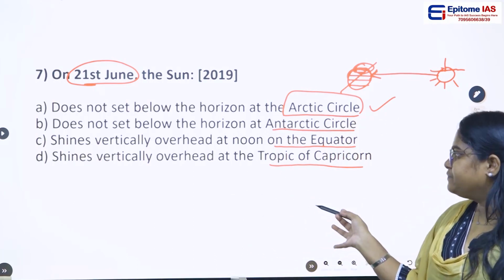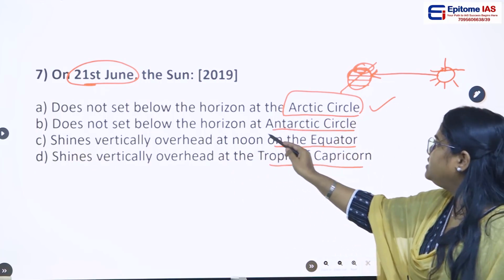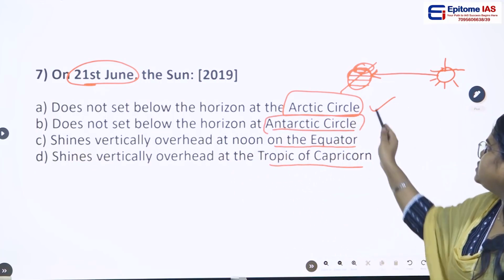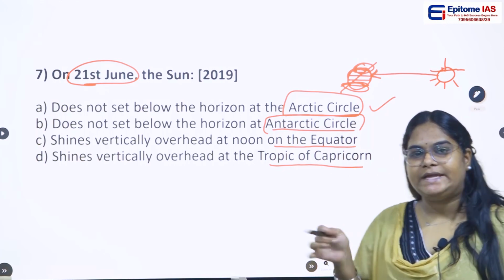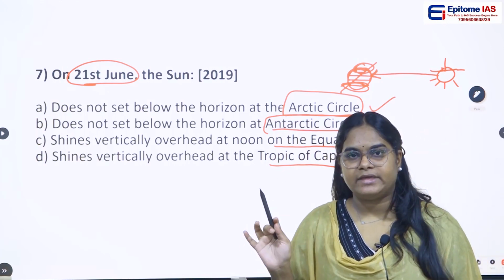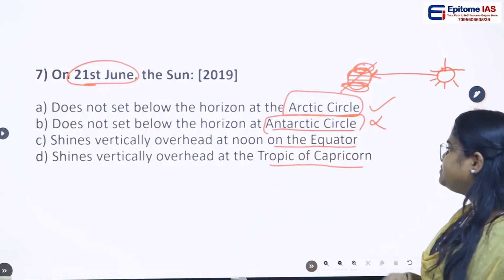There is no night. If you see option B, it does not set below the horizon at the Antarctic Circle. If you see around the Antarctic Circle, what will happen? It is complete night. The sun is already set there for 6 months. So this option is wrong.